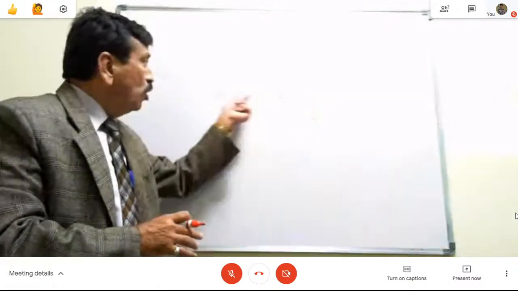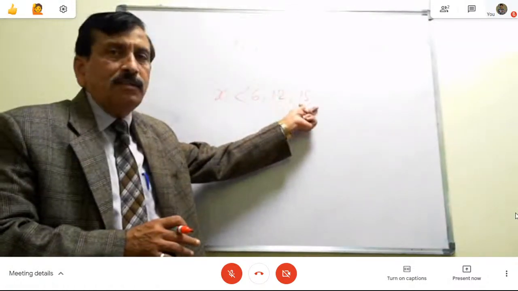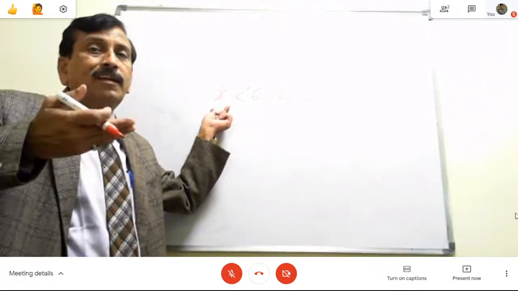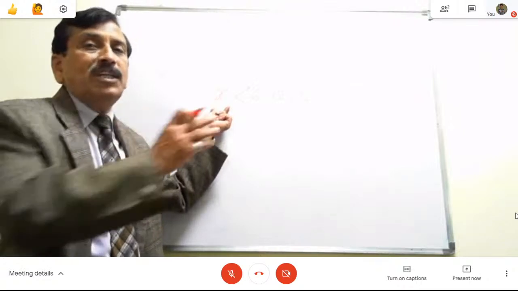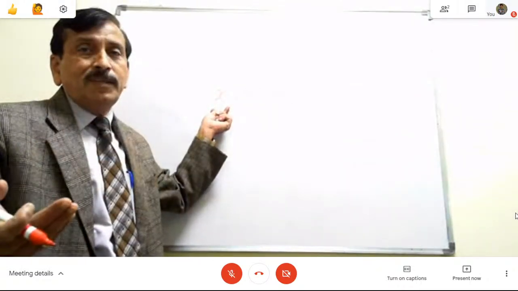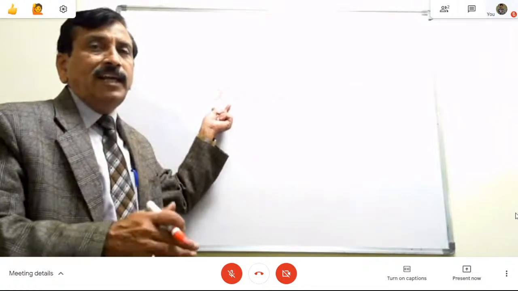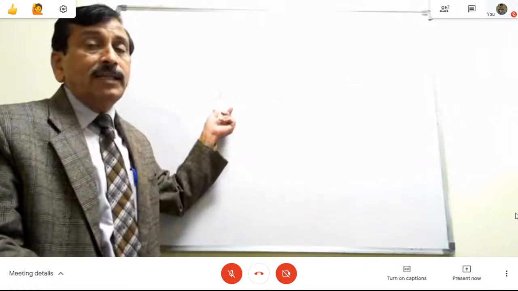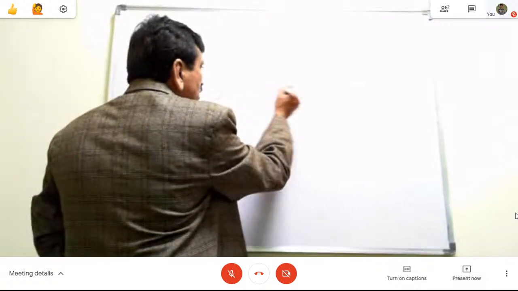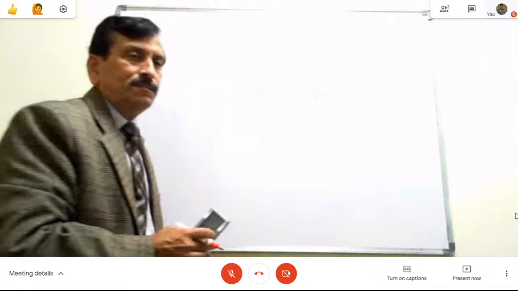Means X should be a factor of this, factor of this, factor of this. And X, if we take the biggest one, then it is the biggest measure which can take care of it. And biggest factor means highest common factor. So X has to be a common factor and then X has to be the highest common factor. Then that will be biggest. For example, if I simply make it that instead of 6 it is 60, 120, this.